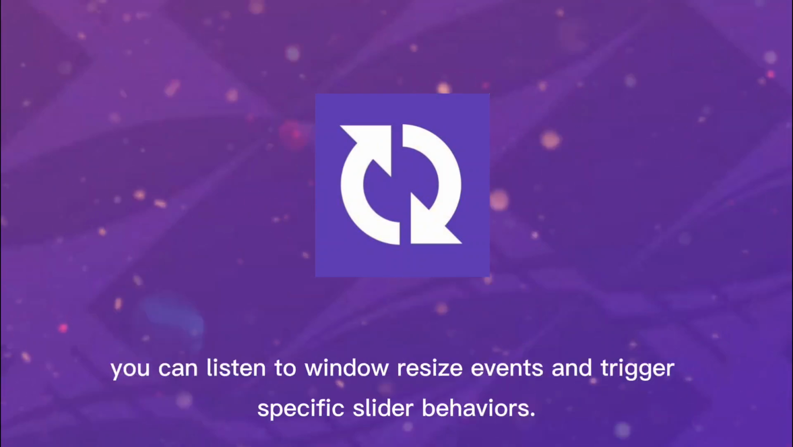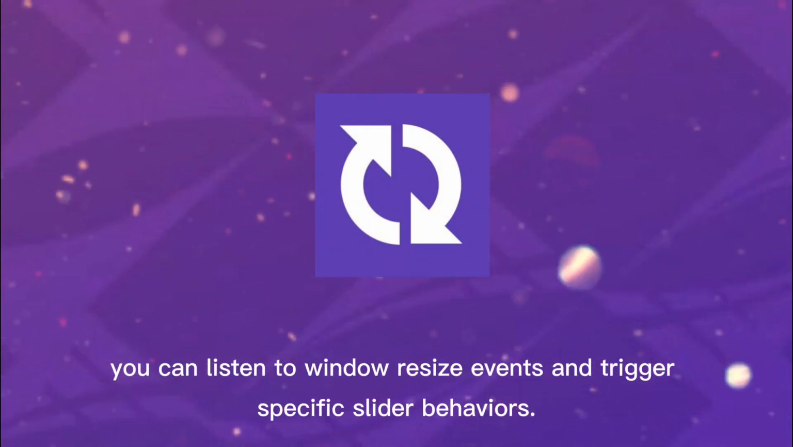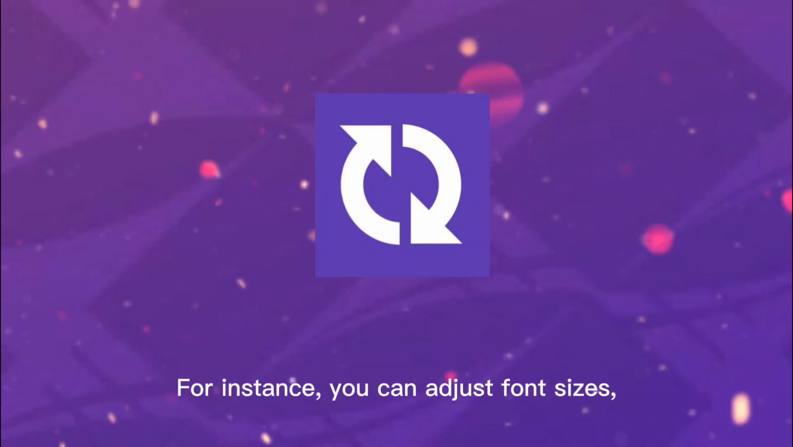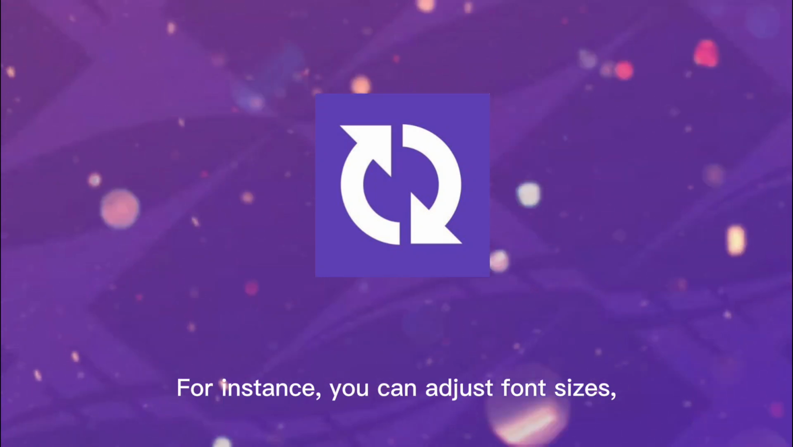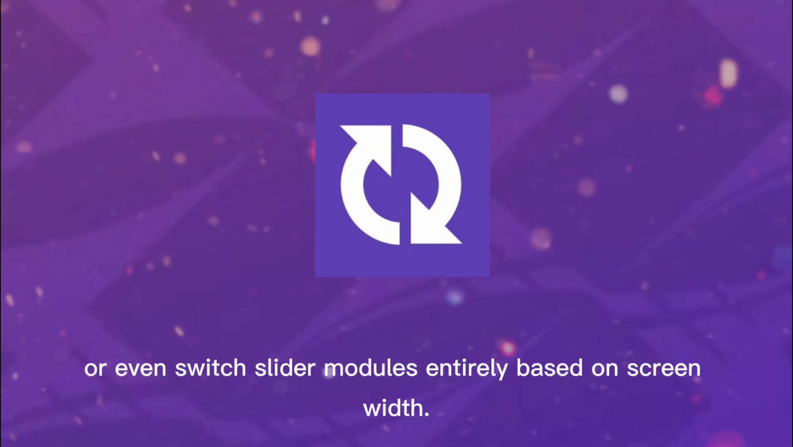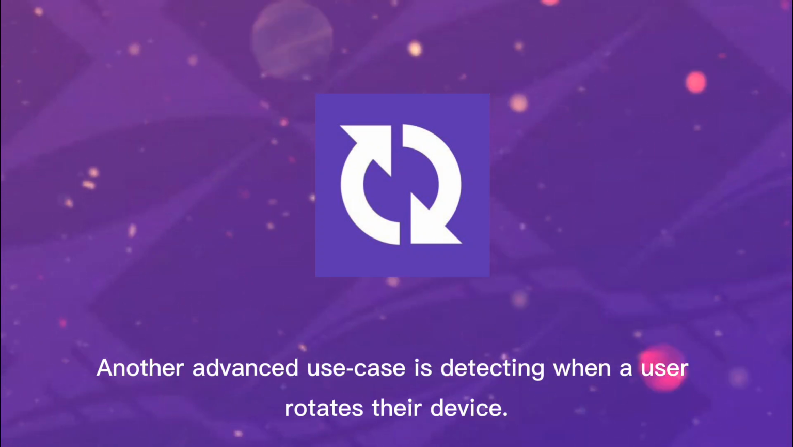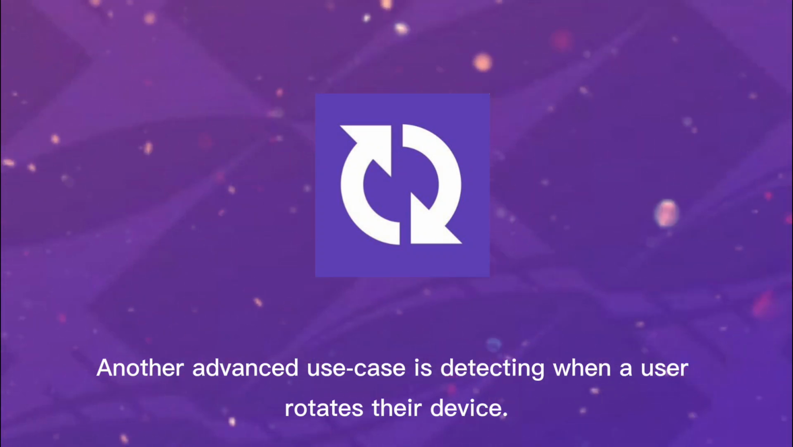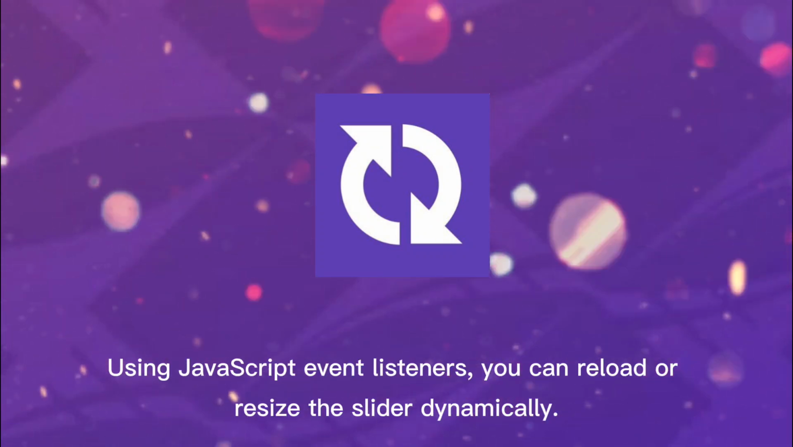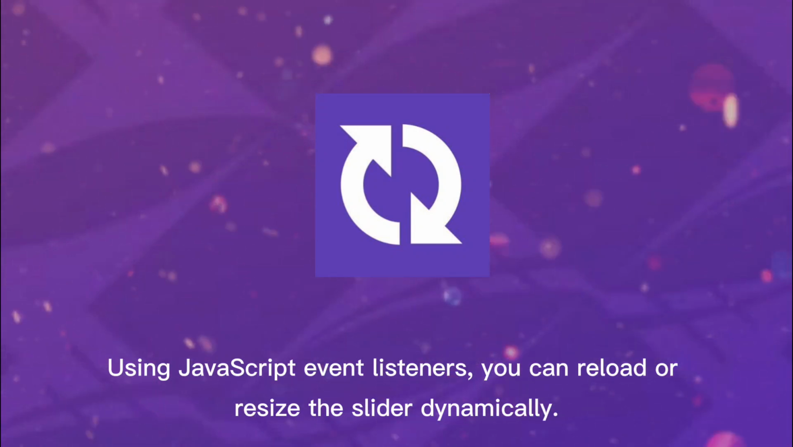Using JavaScript, you can listen to window resize events and trigger specific slider behaviors. For instance, you can adjust font sizes, layer positions, or even switch slider modules entirely based on screen width. Another advanced use case is detecting when a user rotates their device. Using JavaScript event listeners, you can reload or resize the slider dynamically.